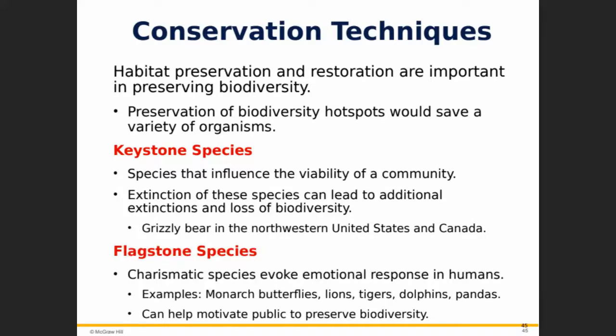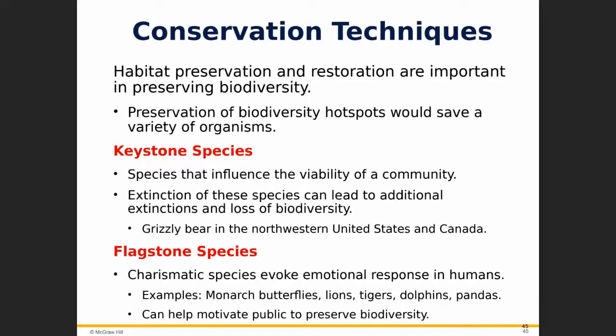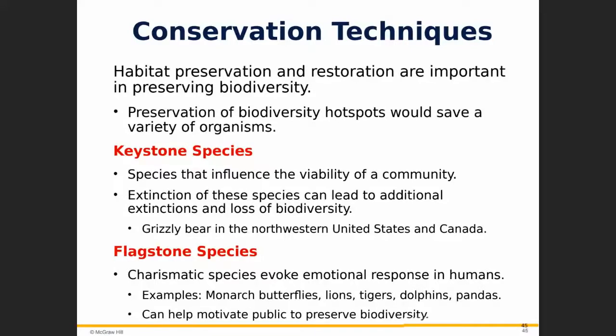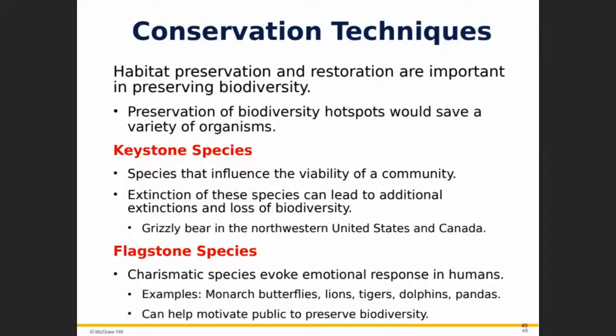For example, in the tropical rainforest of Madagascar, 93% of the primate species, 99% of the frog species, and over 80% of the plant species are endemic there, found only in Madagascar. Preserving this forest and other hotspots would save a wide variety of organisms. Did you see the biodiversity in just this place, Madagascar? This is what we call a hotspot, if you remember. So preserving their habitat first will save a wide variety of organisms.